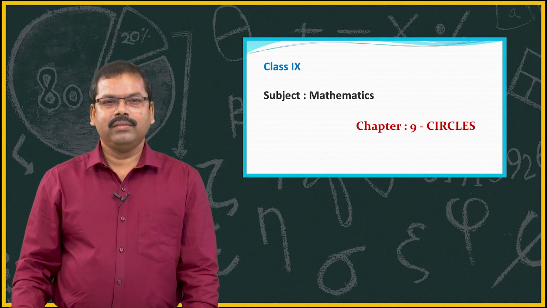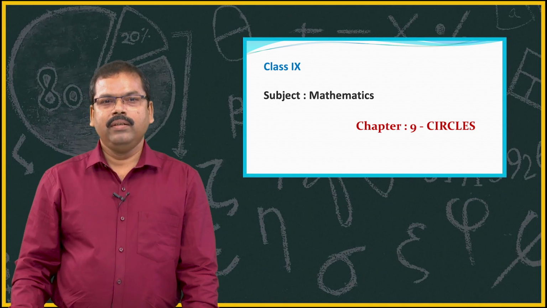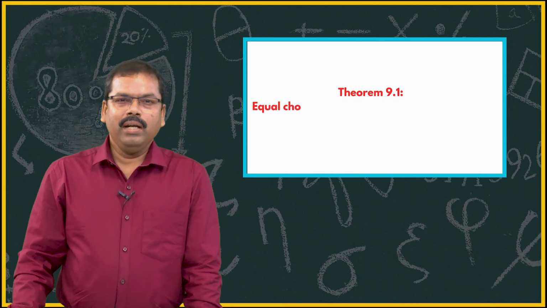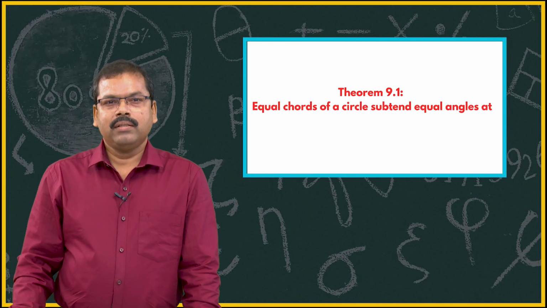Dear students, today we will discuss the theorems of the chapter circles from class 9 mathematics. First theorem 9.1: equal chords of a circle subtend equal angles at the center.